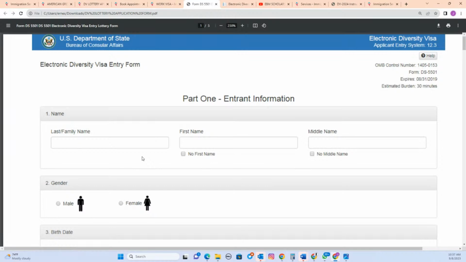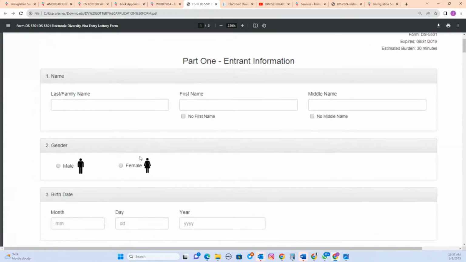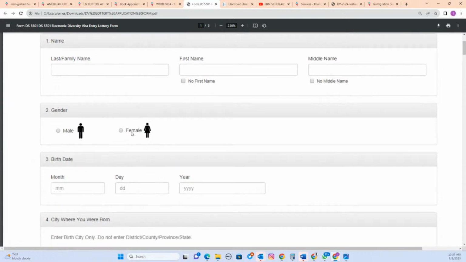But if you make a mistake in arranging the names, it is not going to affect whether you win or not. It doesn't affect that. You can fix it after winning, but you cannot fix it after submitting the form. Then gender, male or female, you select one.